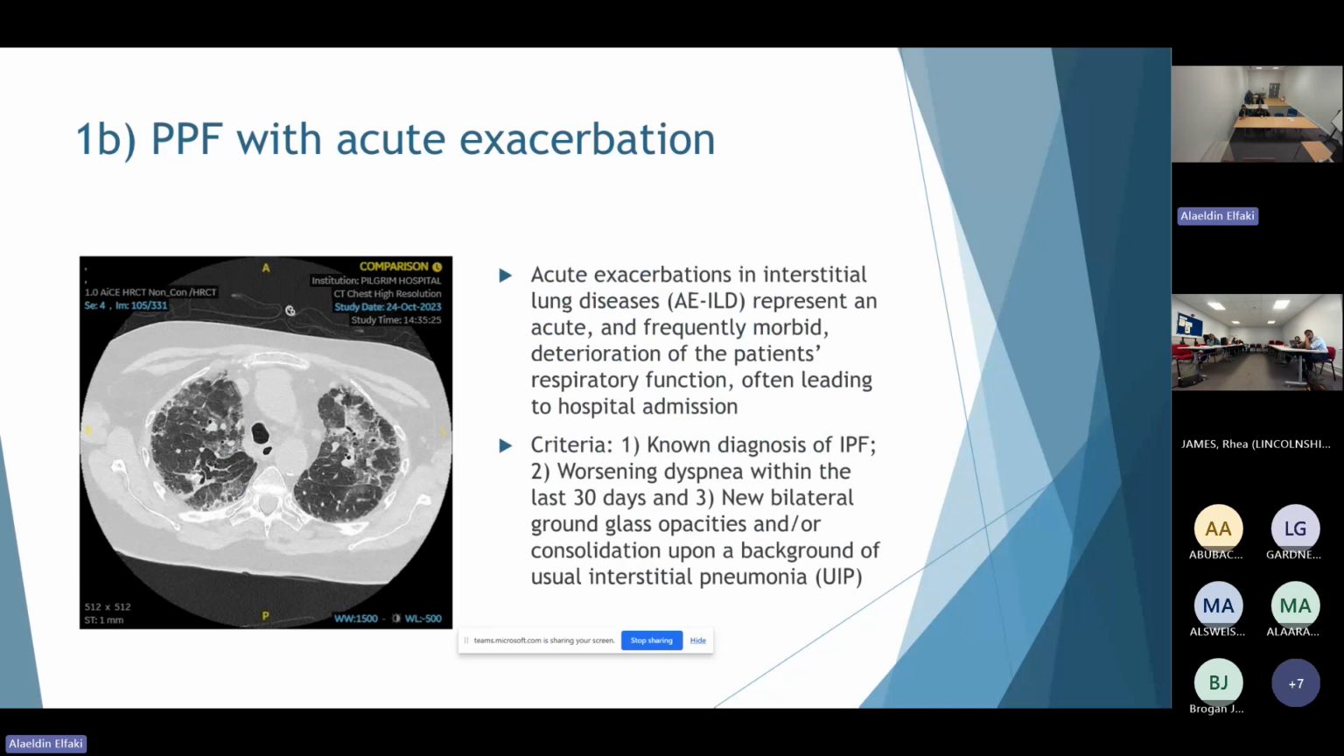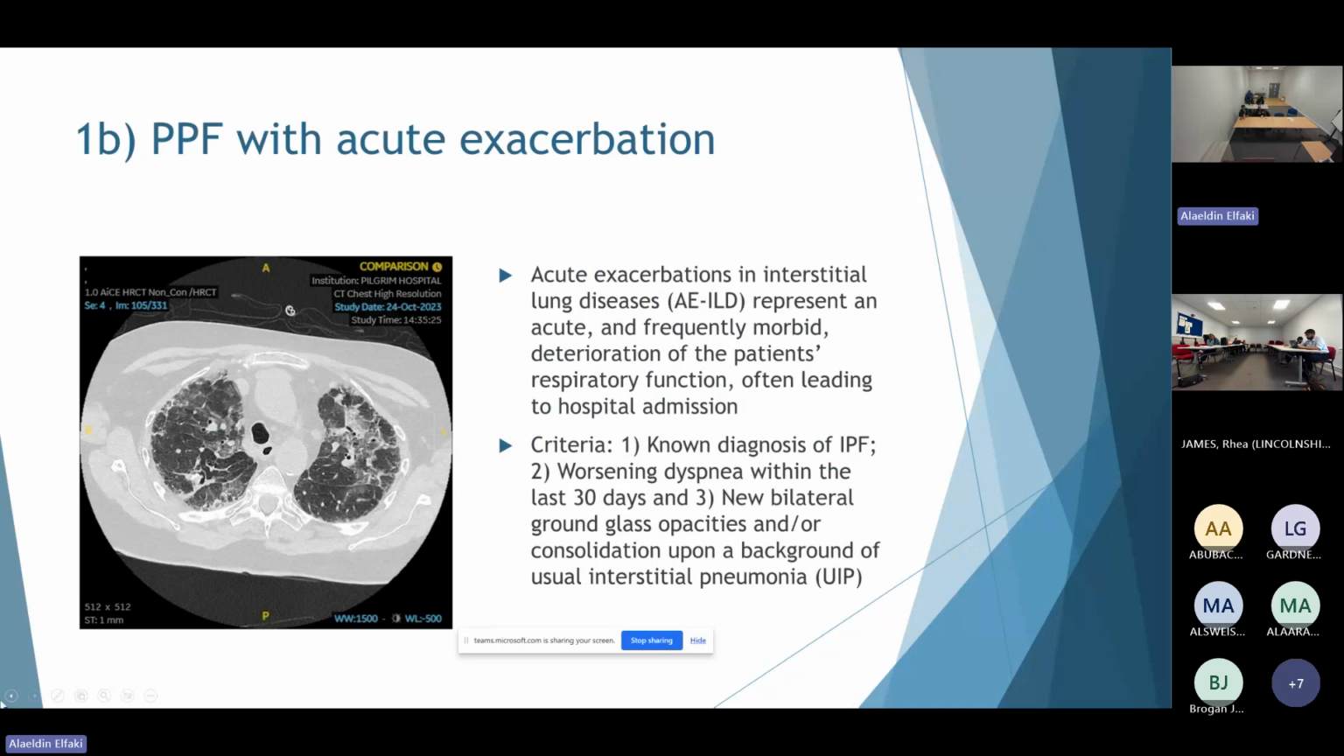So, progressive pulmonary fibrosis with acute exacerbation. What do we mean by acute exacerbation of lung fibrosis? It is an acute presentation of respiratory symptoms in a pre-existing lung fibrosis. This will lead mostly to respiratory function decline and result in hospital admission, and the patient may need acute care.